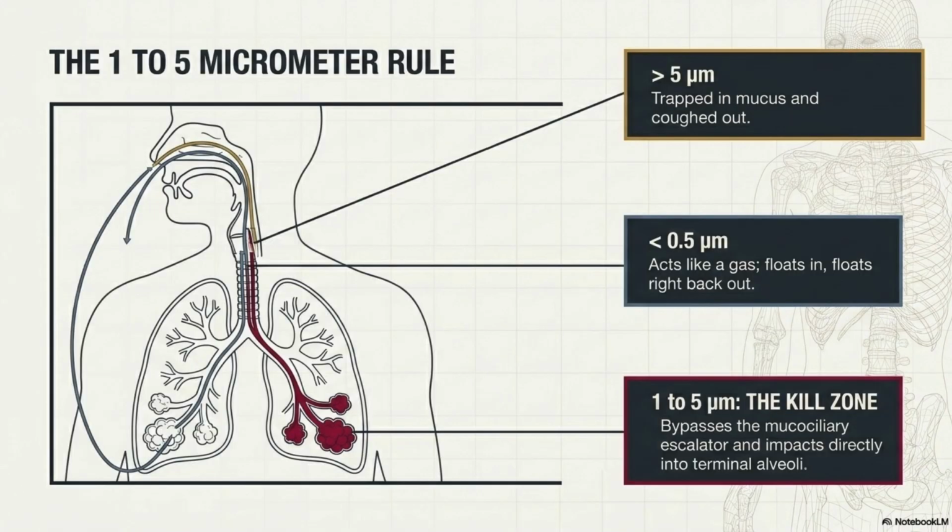To understand these diseases, we must first learn the 1 to 5 micrometer rule. Particles greater than 5 micrometers are safely trapped in mucus and coughed out. Particles smaller than 0.5 micrometers act like a gas, they float in and float right back out. But particles between 1 to 5 micrometers enter the kill zone. These particles completely bypass the mucociliary escalator and impact directly into the terminal alveoli.